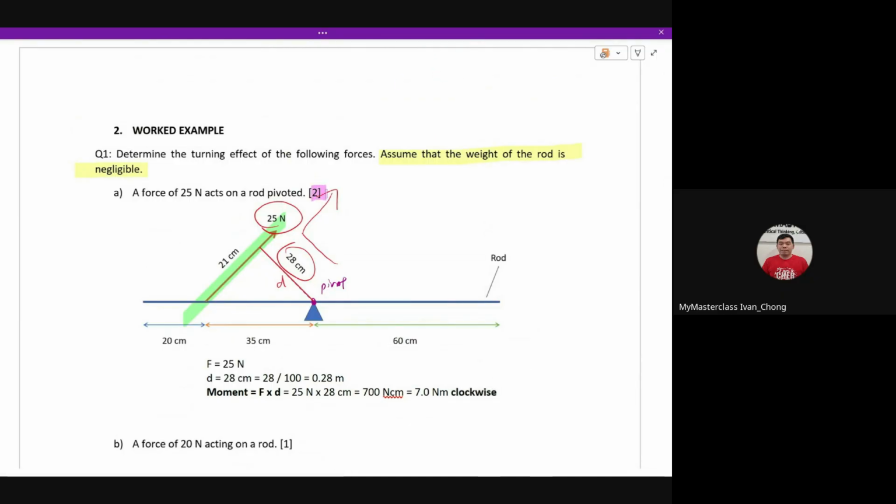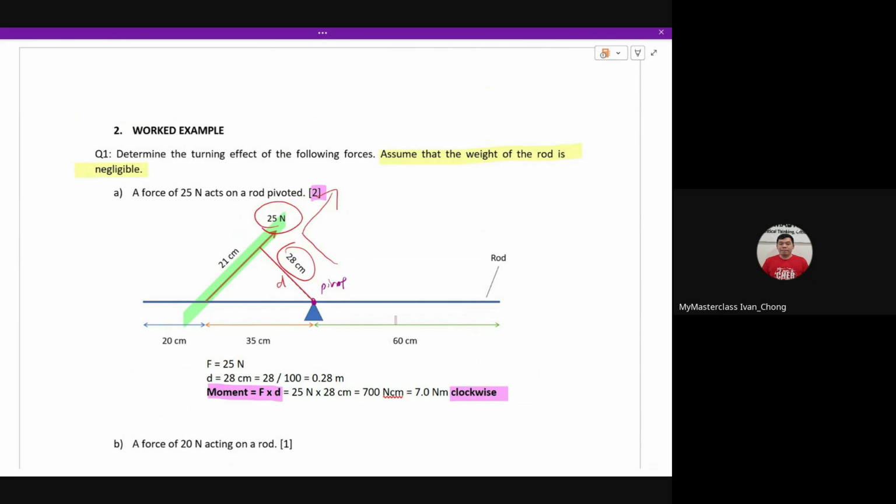this is 2 marks. Your formula and correct answer is 1 mark only. So where did the second mark go? It is the clockwise direction that they want to find. So if you don't write the direction, you will be penalized marks. So you need to be very, very careful about this. So do take note, okay?